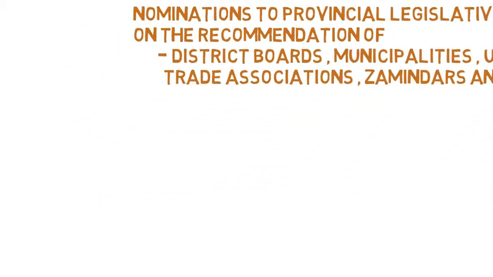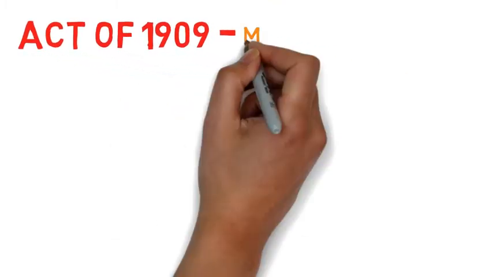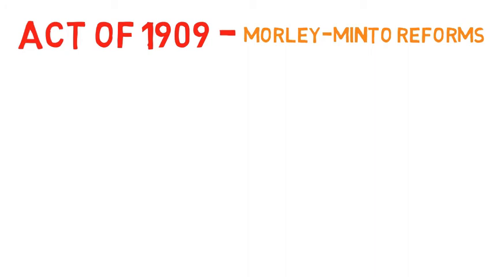Now let's look at the next important act, the Act of 1909, also known as the Morley-Minto Reforms.